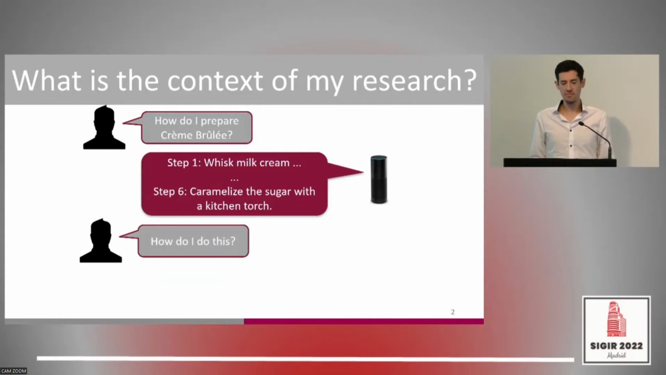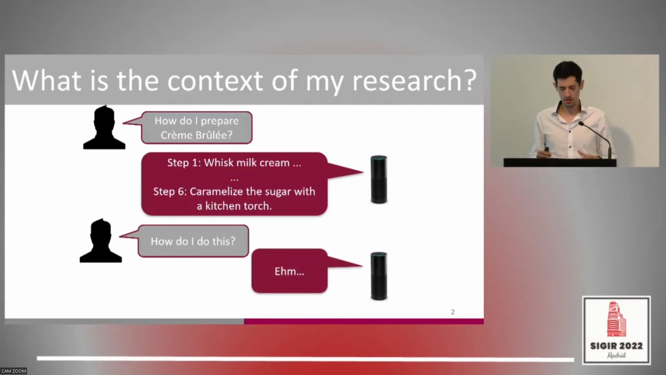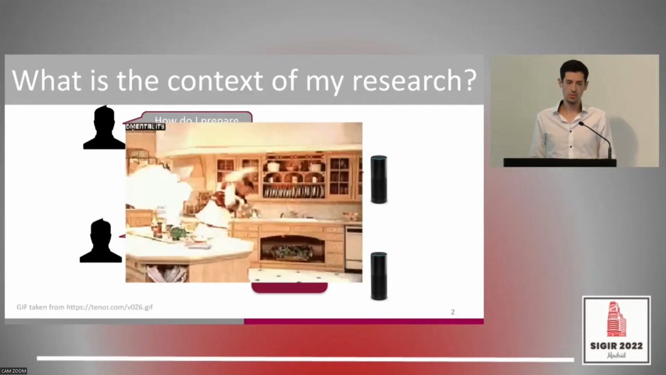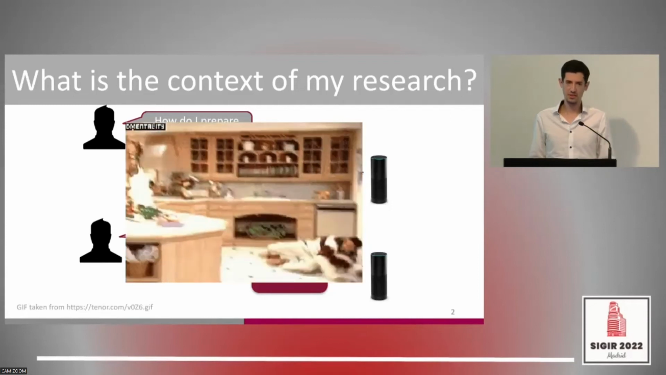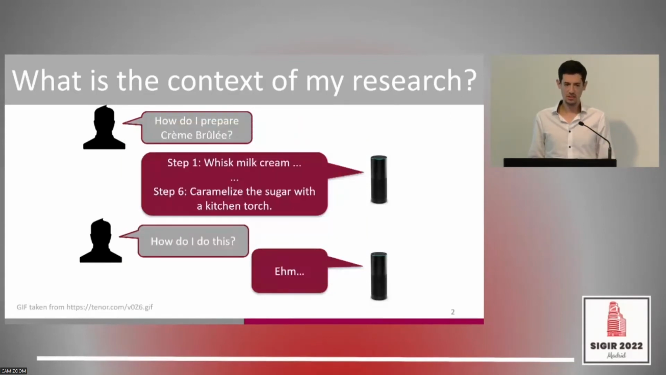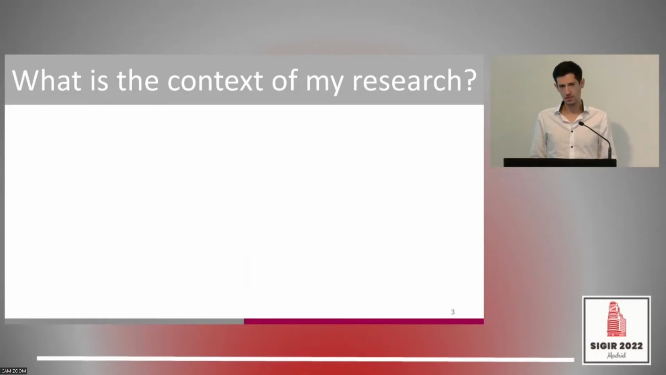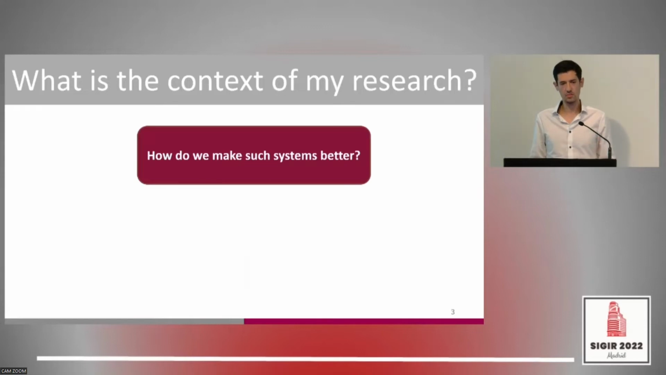And at that point, Alexa will probably not be able to guide you properly through this interaction and assist you, and it in the end won't work well for this kind of situation. And since we want to avoid such a situation when you are using a kitchen torch, we will need to think about how we can solve this problem and how we can make such systems better.